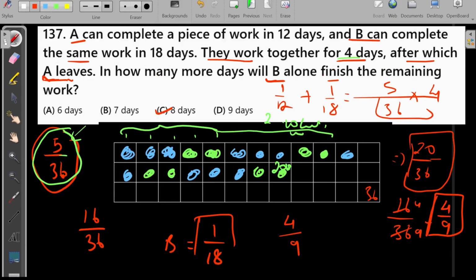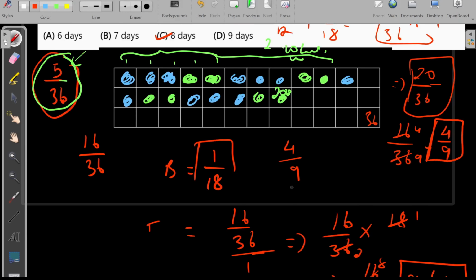As you can see, 1 day of work done by B is 1 over 18. So 1 over 18, I can simply flip. 9 2s would be 18. So that would be 4 2s would be 8 days, which basically gives me the same answer.